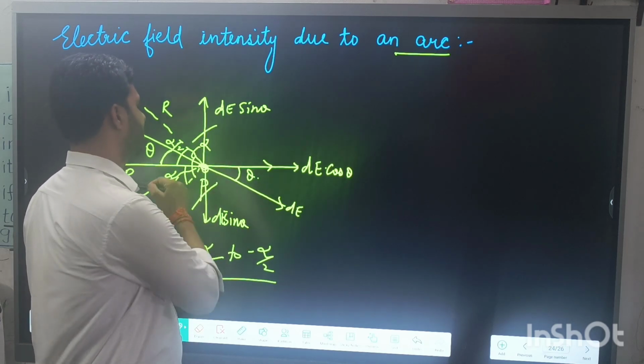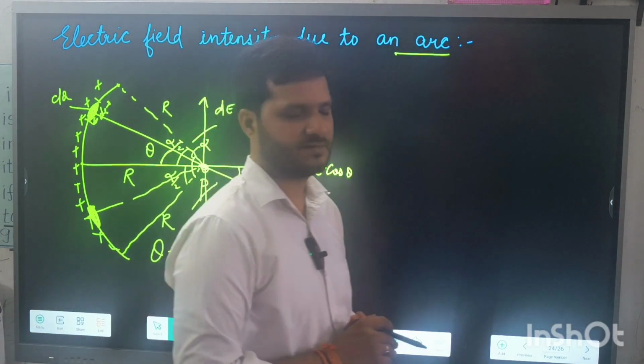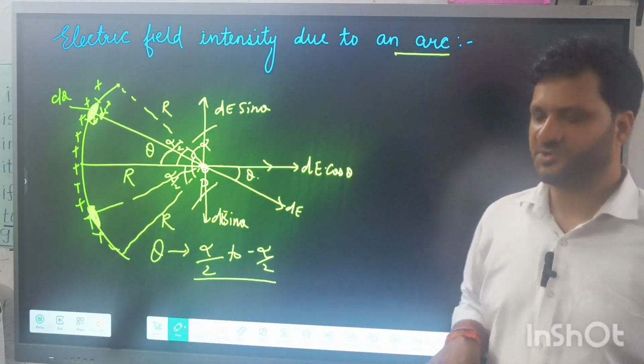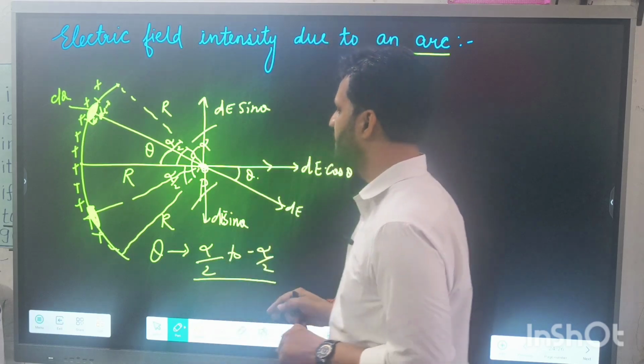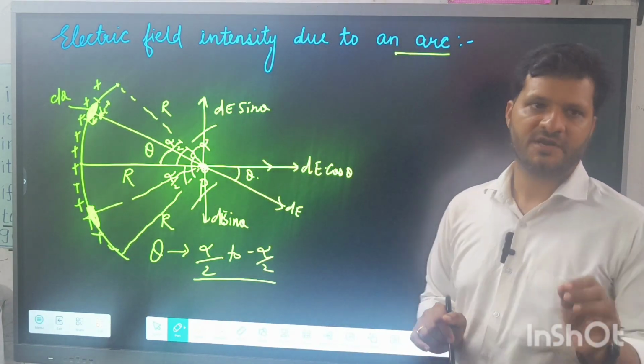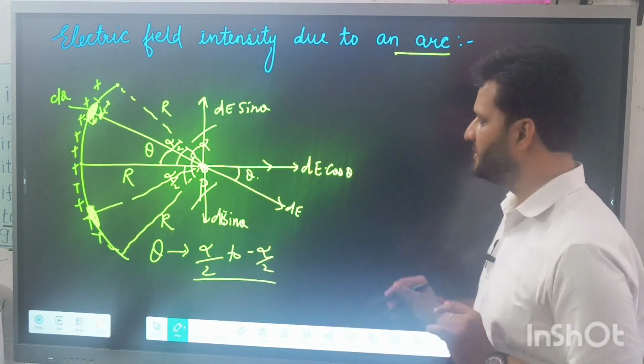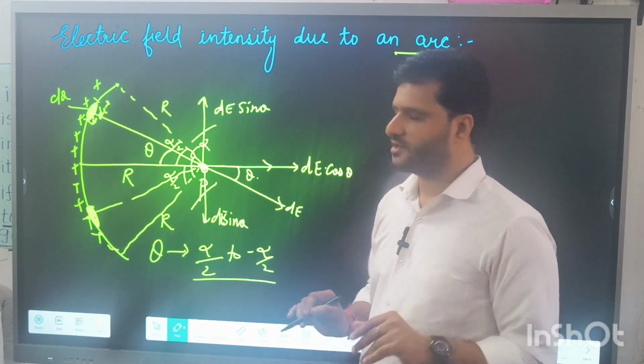So dE sin theta and dE sin theta will cancel out with each other because both directions are opposite to each other. So we will not go with that approach. We will take the approach for only this portion, and we are going to find the value of dE cos theta, right? We will take this only perpendicular, right?